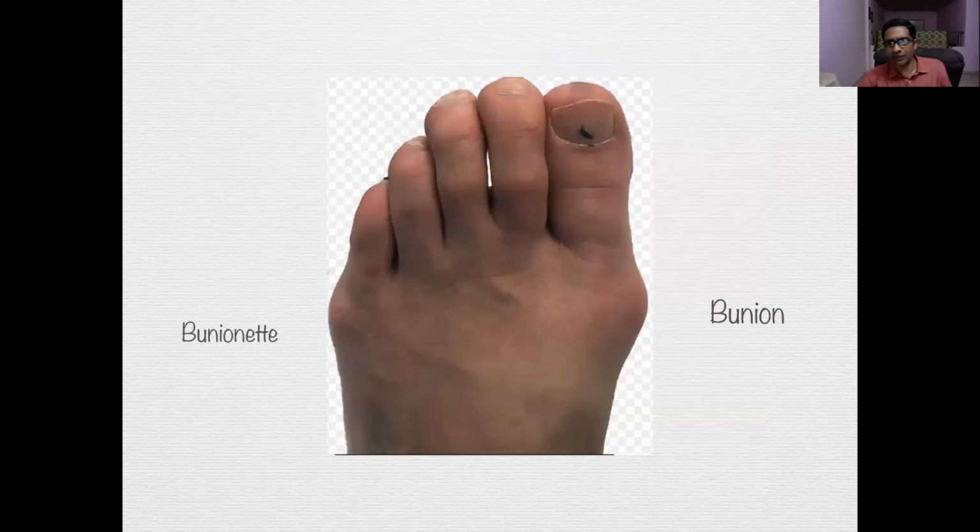So the one on the greater toe side, on the preaxial side, is the bunion. The soft tissue swelling is the bunion. On the fifth side, the postaxial side, is the bunionette. So it's good if you know these terms.